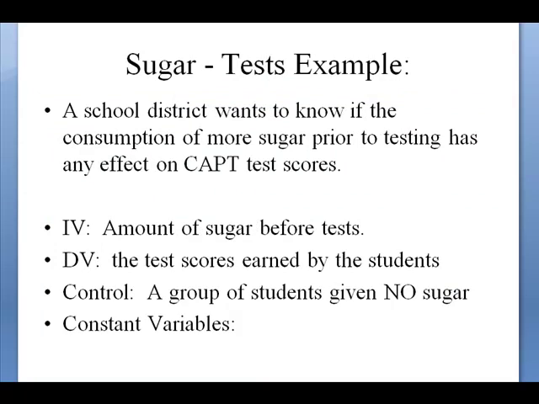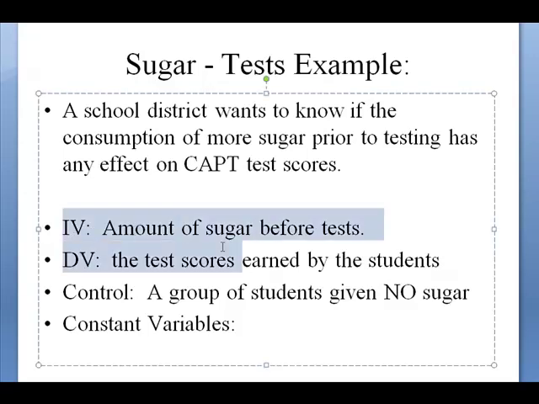And lastly, the sugar test on the CAP scores, or on the CAP test, the district, the school, could change the amount of sugar that the kids get before the test. That's what they're going to change. They're going to see if that makes a difference by measuring something. They're going to measure the test scores. Now they're probably going to have a control group, which is a group where they don't give any sugar. And then finally they're going to have a bunch of things that they keep the same. They're going to have a lot of controlled or constant variables.